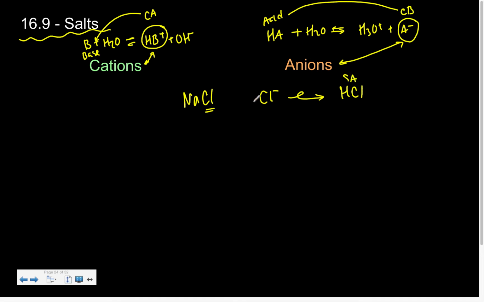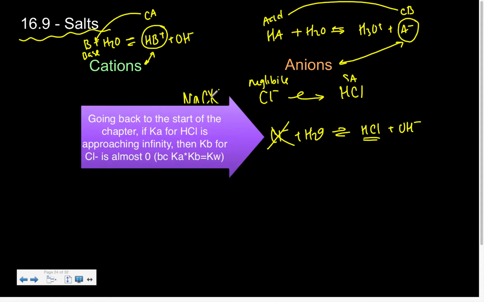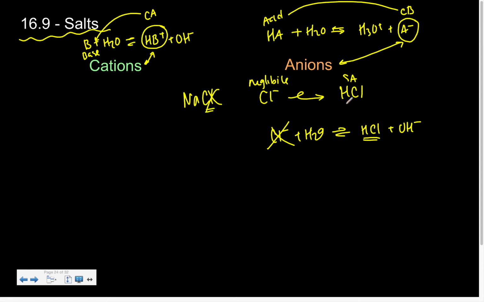Going back to what we talked about at the very beginning of the chapter, the conjugate base of a strong acid is negligible in terms of its basicity, which means it has no tendency to act as a base. Chloride ion has no tendency to reform HCl and hydroxide. Because if it did react with water and form HCl, it would dissociate, form hydronium ion, which would neutralize all of this. That is why it is negligible as a base and has no impact on our pH. So by extension, the conjugate base of a strong acid has no impact on pH.